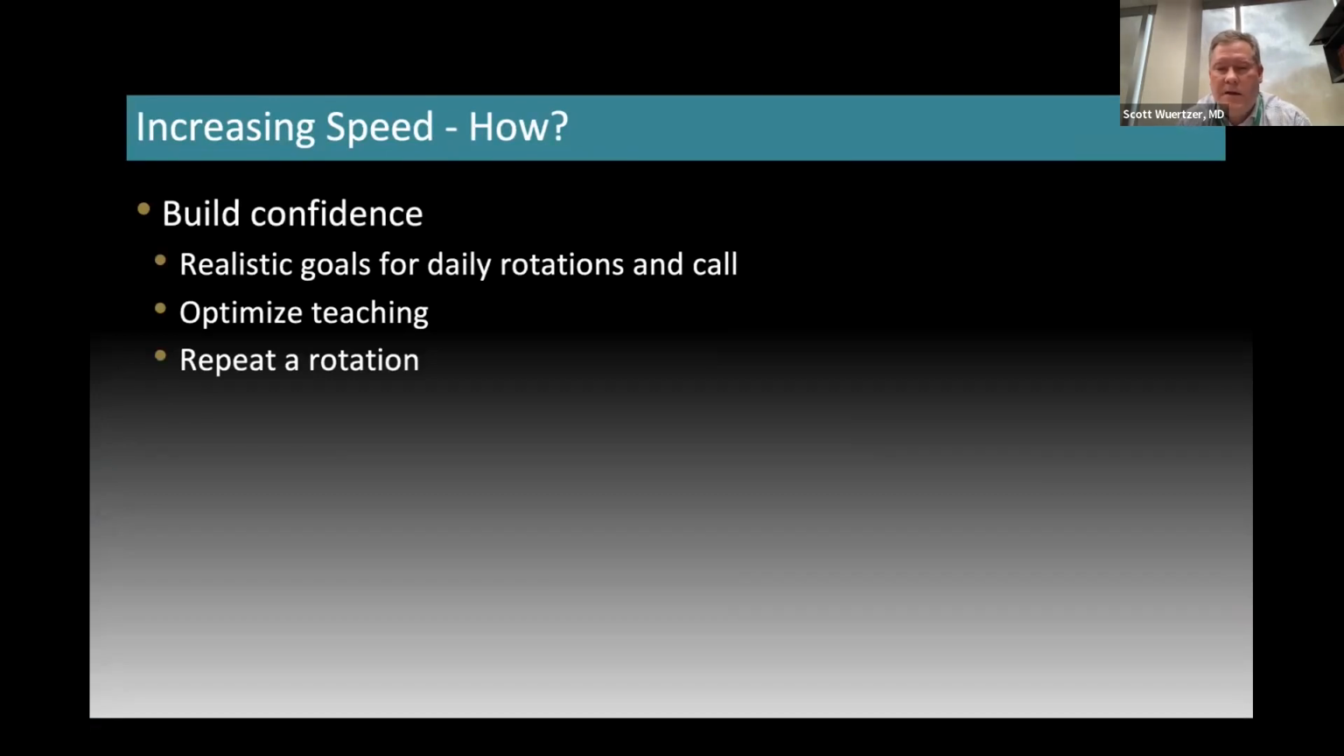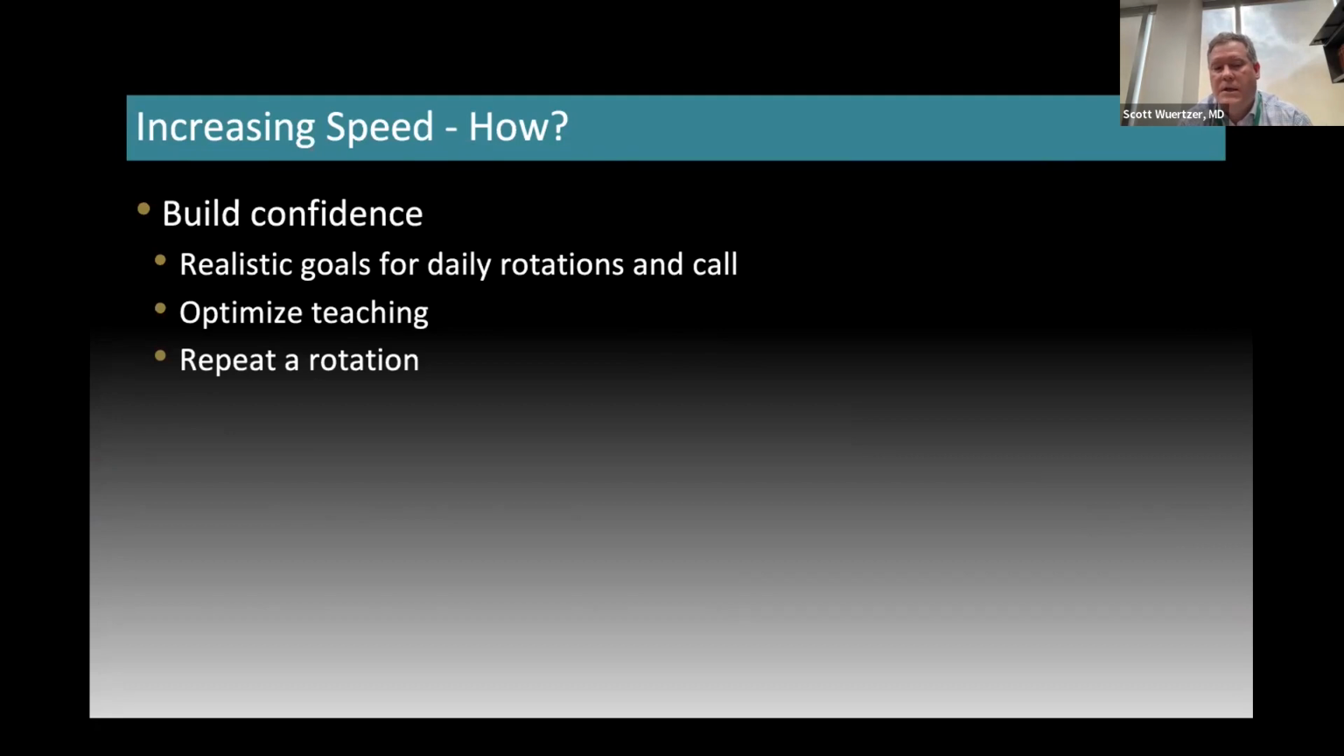Are you setting expectations that they can meet on the daily rotations? On call, if it's too hard for them, they're going to lose confidence. If it's too easy for them, again, that may be a problem as well. You can set up teaching so that it optimizes what they get on call. If they're reading a study on call that they've never heard any didactic or had any teaching on it, then that's going to be a problem. That's going to slow them down.